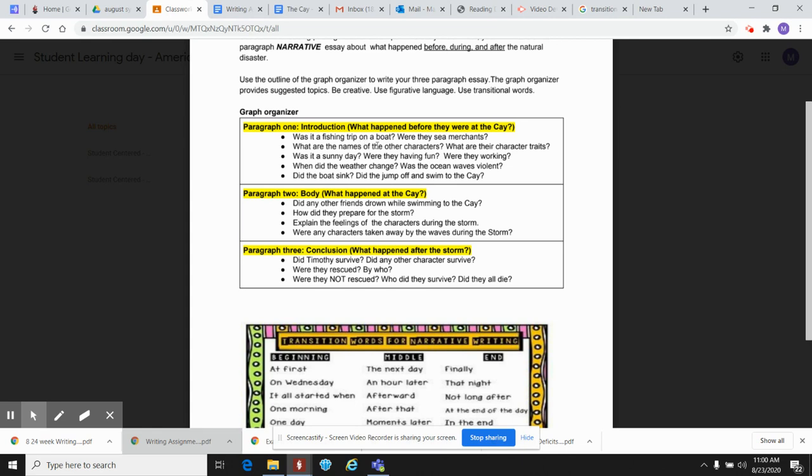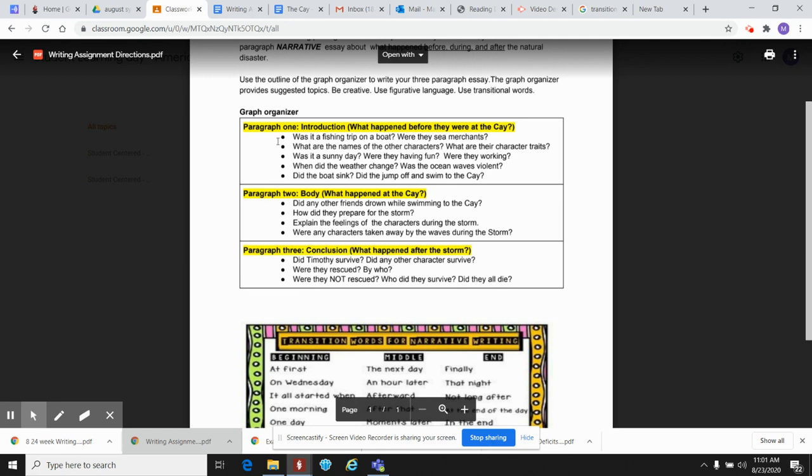What are the names of the other characters? Like the character who was saving Timothy, he didn't have a name. Give him a name. What are their character traits? Was Timothy a person who was funny and strong? And this other character, was he bold? Was he a person who took risks? Was he a person who enjoyed life and was funny? Give them some traits, okay?